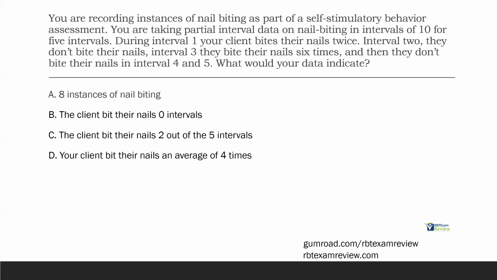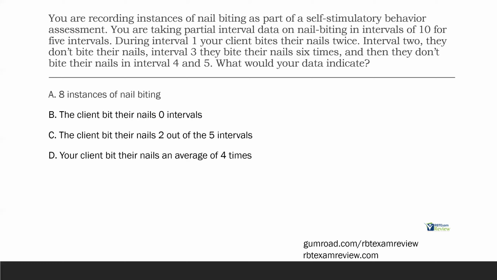You are recording instances of nail biting as part of a self-stimulatory behavior assessment. You are taking partial interval data on nail biting in intervals of 10 for 5 intervals. During interval 1, your client bites their nails twice. Interval 2, they don't bite their nails. Interval 3, they bite their nails 6 times, and then they don't bite their nails in interval 4 and 5. What would your data indicate?